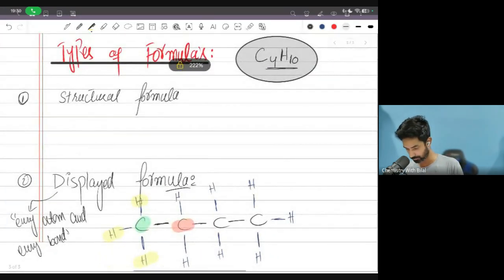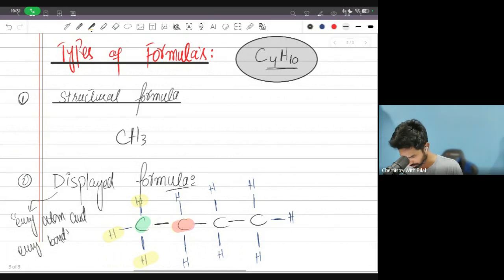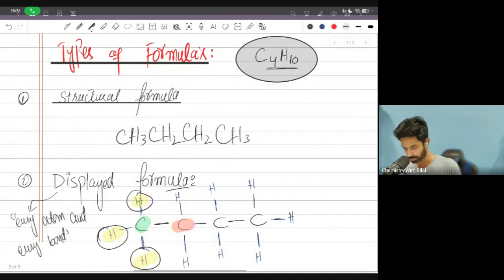Whereas in structural formula, you just write the carbon separately. Let's say, for example, first carbon. If you look at the first carbon, it has how many hydrogens? 3. 1, 2, and 3. The next carbon has 2 hydrogens. Next has 2 hydrogens, and the last carbon has 3. So in structural formula, you remove the bonds. You just show every carbon separately and its attached atoms. For example, with first carbon, you have 3 hydrogen atoms attached.